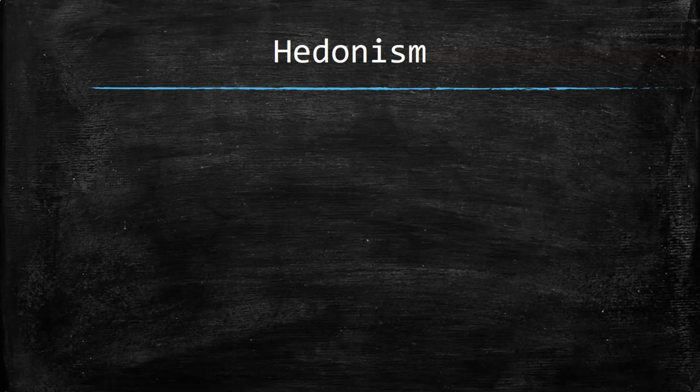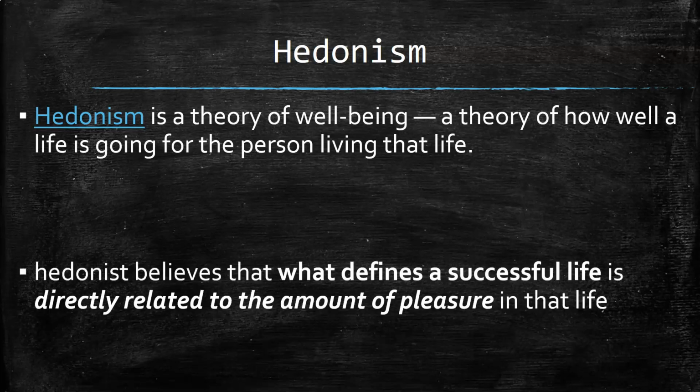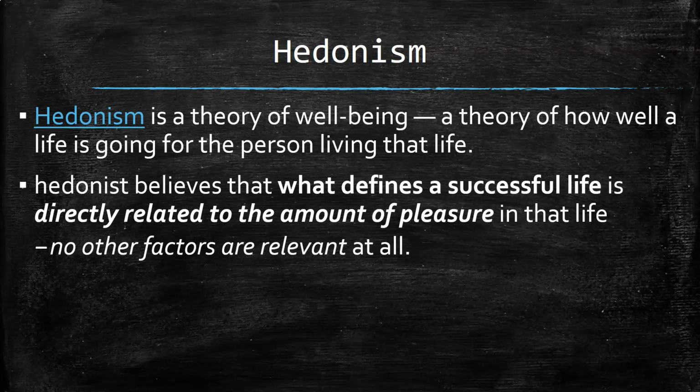Utilitarianism is based on another broader ethical concept, hedonism. Not heathens, but hedonistic. The way it's usually used, people focus on worldly pleasures more than anything else. It's really a theory of well-being, but we're going to measure that by happiness and pleasure. They believe what defines a successful life is related to the amount of pleasure in that life. This is where it can get tricky: how do we determine that pleasure? No other factors are relevant, right? Just how much pleasure you have.